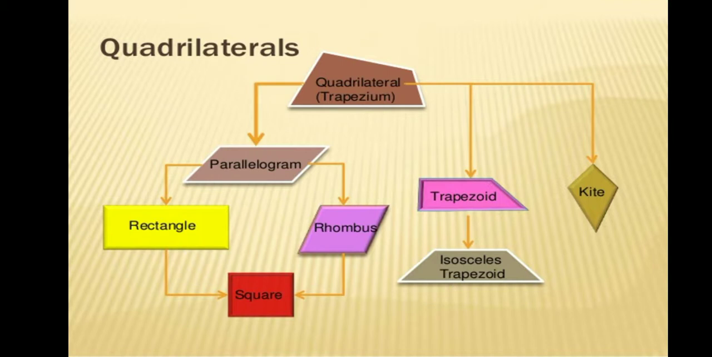Now these are the types of quadrilaterals. First of all, it is parallelogram, rectangle, rhombus, square, trapezoid, isosceles trapezoid. A simple trapezium is also called a trapezoid, and an isosceles trapezium is one where the non-parallel sides are equal. We will discuss that in the coming slides. And then you have the kite shape also.